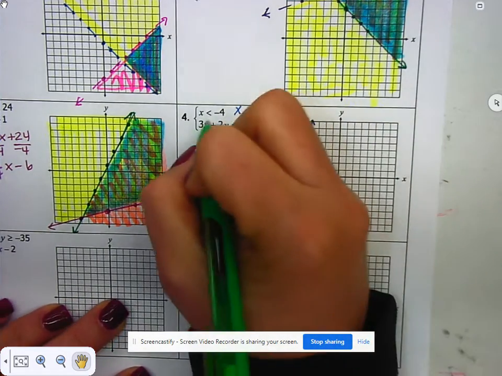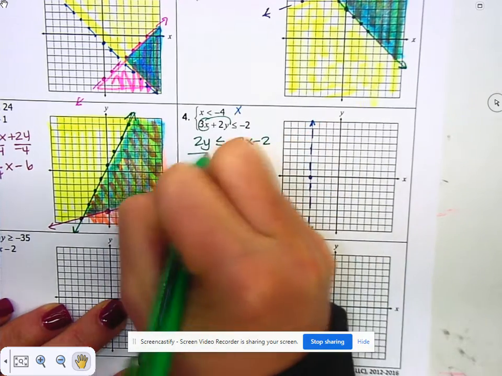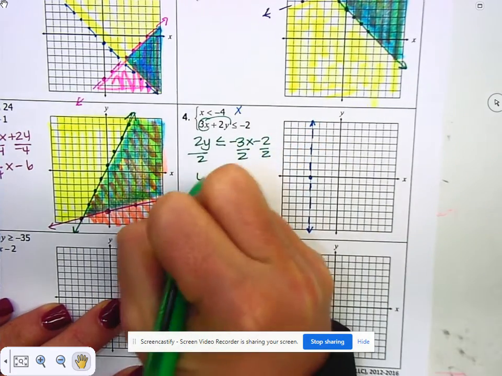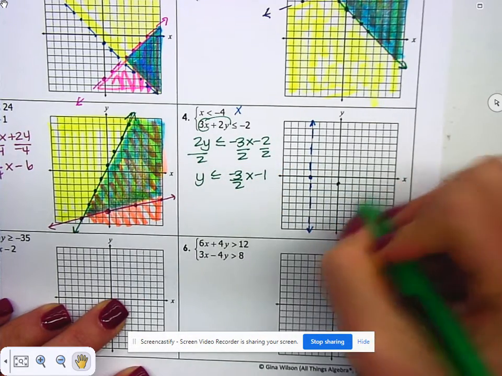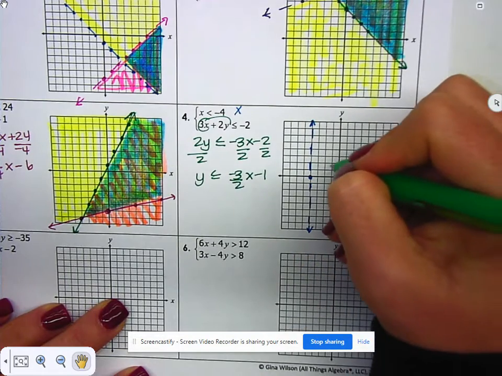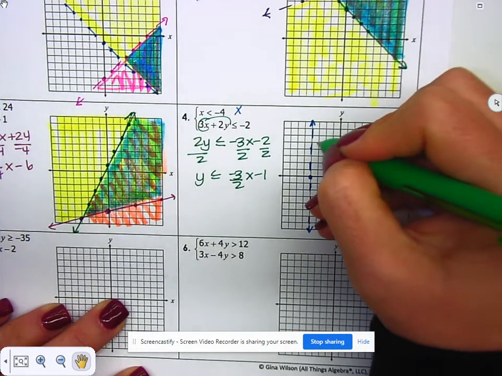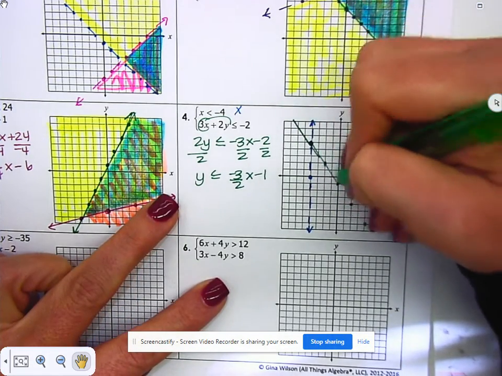For the second one, we've got to get y by itself. So 2y is less than or equal to negative 3x minus 2. So start at negative 1, and we're going to go down 3 and right 2. Okay, and that one is solid.